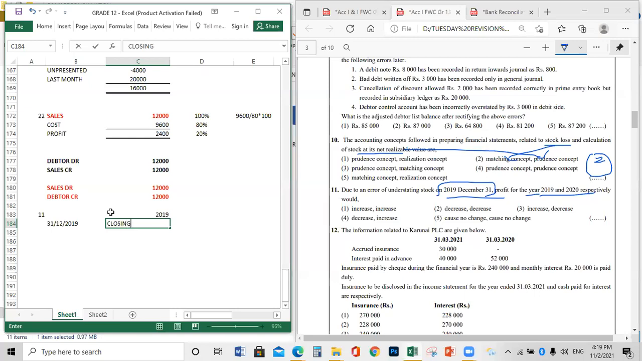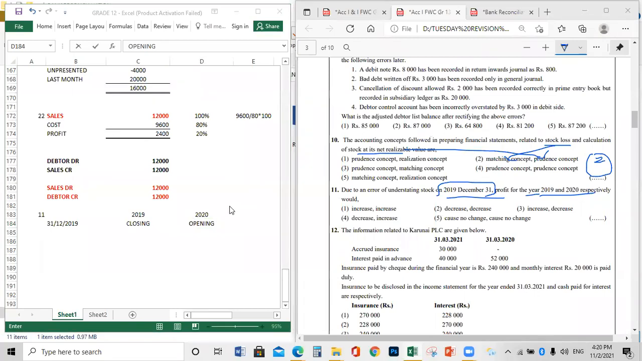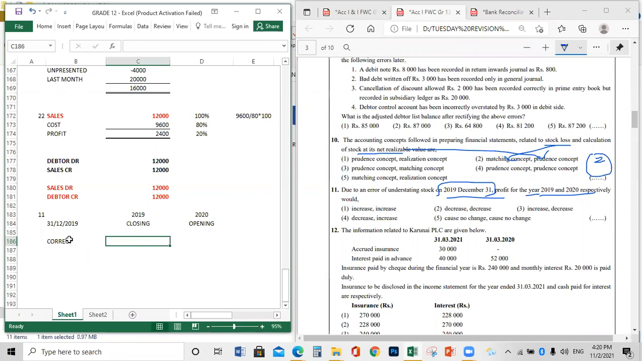What about 2020? For 2020, what is it going to be, closing or opening? Yeah, for 2020, it is going to be opening stock. For 2019, closing stock will be 2020 opening. So they are asking what is going to happen to the profit if this is understated. Let's say, guys, the correct stock value is 10,000.